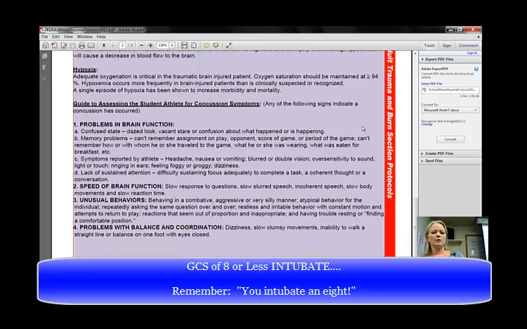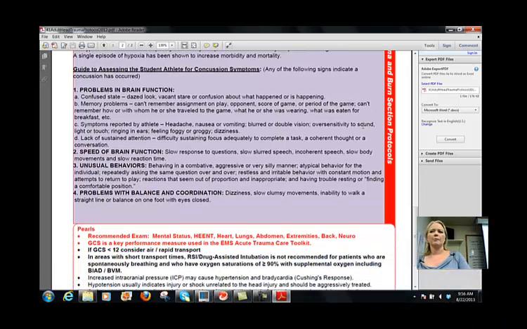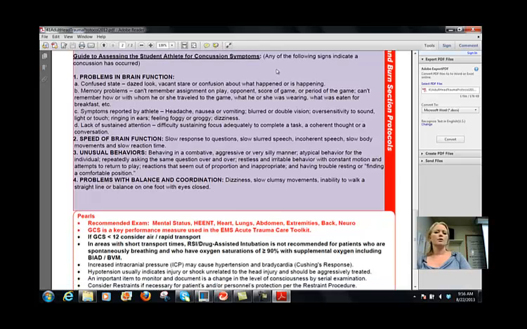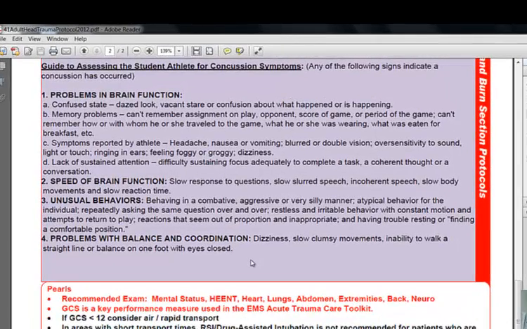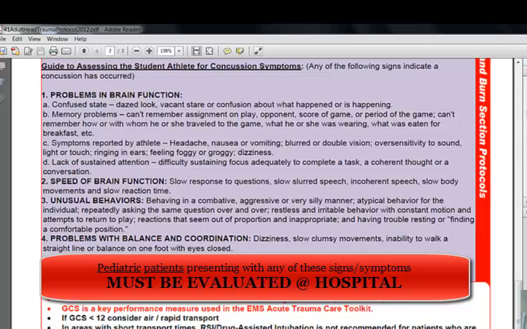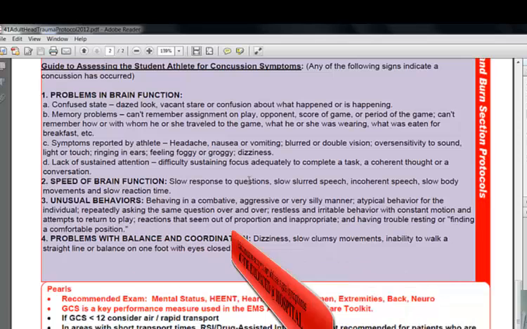On the second page, there is a PEDS head trauma protocol, but there's no second page to it. So I put a lot of information on here that also applies to PEDS about concussions. This is a really hot topic and has been for several years now, especially in pediatric athletes. This is a list of common things that you'll see with concussions. These kids absolutely need to be seen for several reasons. One is that it's a requirement now that student athletes who have a concussion get reported to the state. So we have to fill out a form just like we do with dog bites.